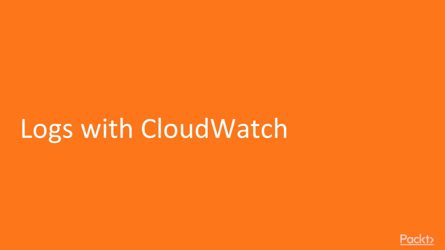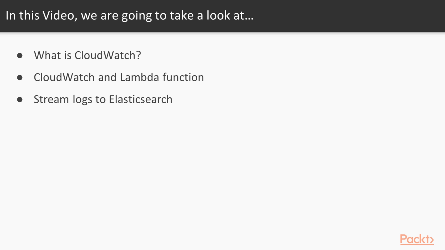And the first video is going to be about logs, and we're going to talk about logs with CloudWatch. At first we're going to understand what is CloudWatch, and we're going to see how we can integrate CloudWatch with Lambda function. And since CloudWatch has somewhat limitations regarding how well we can search our logs, we're going to talk about streaming our logs to somewhere else, in our case specifically Elasticsearch.